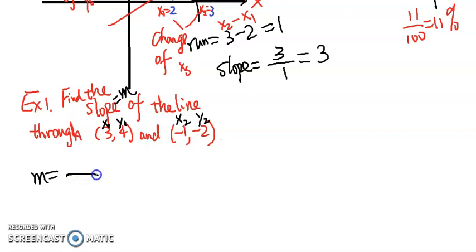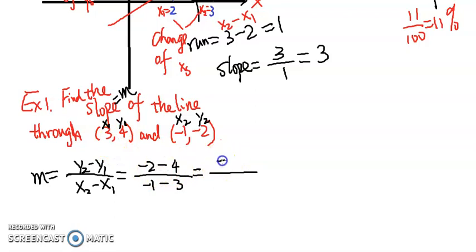And the formula says the change of y, y2 minus y1, divided by x2 minus x1. Now let's plug in numbers. y2 is -2, y1 is 4, x2 is -1, x1 is 3. Now we simplify this: -6 over -4, which is equal to 3 over 2. Negative divided by negative is positive, and 6 over 4 can be reduced to 3 over 2.